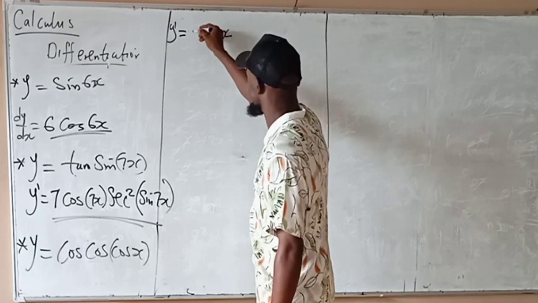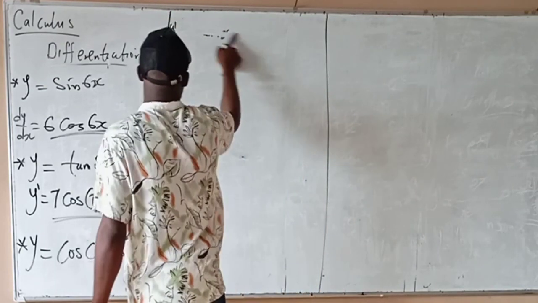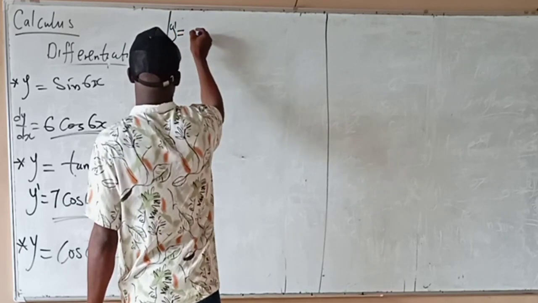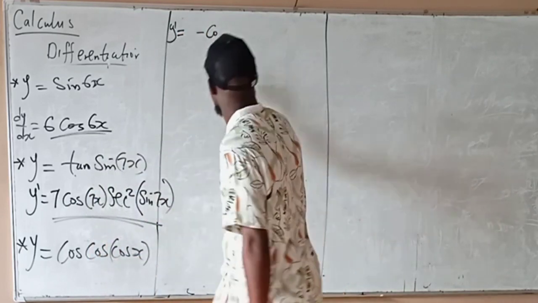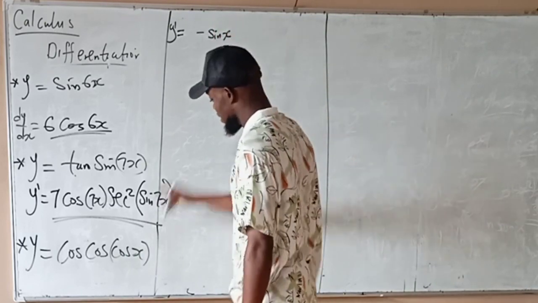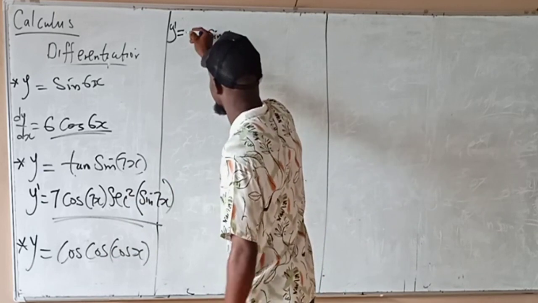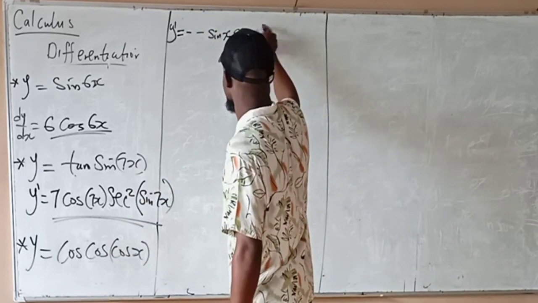Okay, let me just put it. But you don't put it there, you put the minus in the front. Okay, let me put this minus here. We're going to have minus cos, this cos, and we're going to have minus sine x. Then differentiate this cos, and you're going to have minus the cos, sine, minus sine.